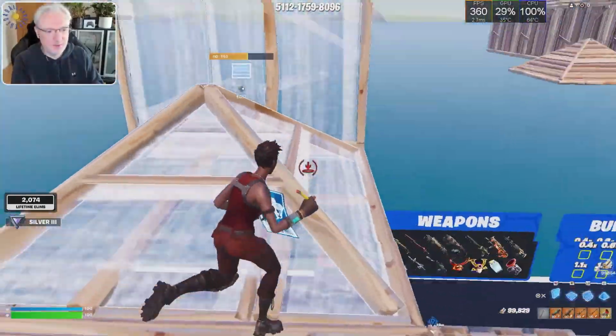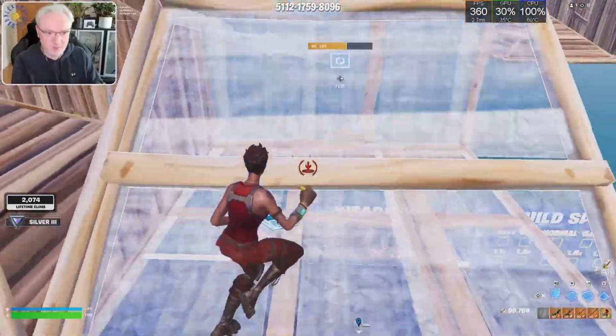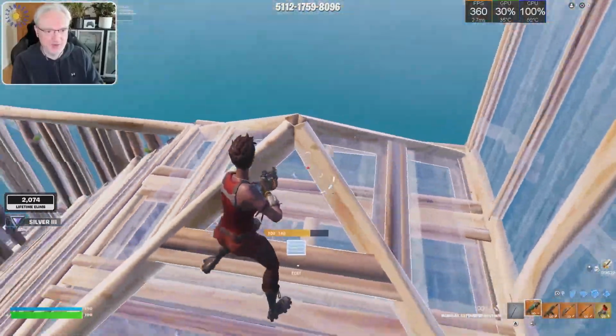So people keep coming on and asking whether this is performance mode, and it's not. I've got DX12 looking exactly the same as performance mode.